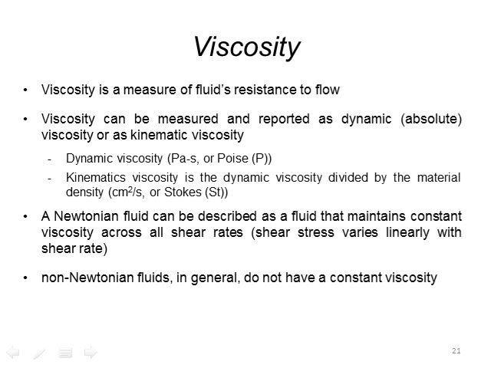And then a Newtonian fluid can be described as a fluid that maintains constant viscosity across all shear rates. So that means that the shear stress is going to vary linearly with shear rate. And non-Newtonian fluids don't behave in this way. They don't have a constant viscosity. So in this class, and in most cases, our fluids will have a constant viscosity, and we can assume that they are Newtonian fluids.